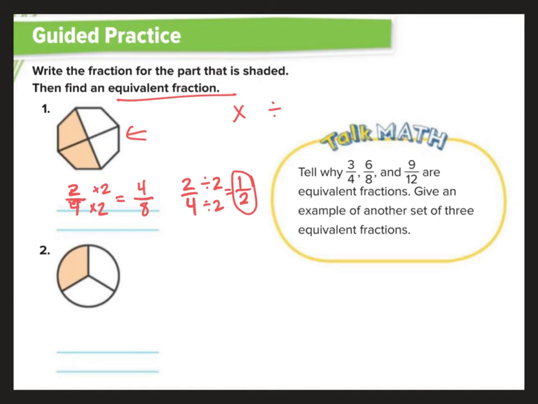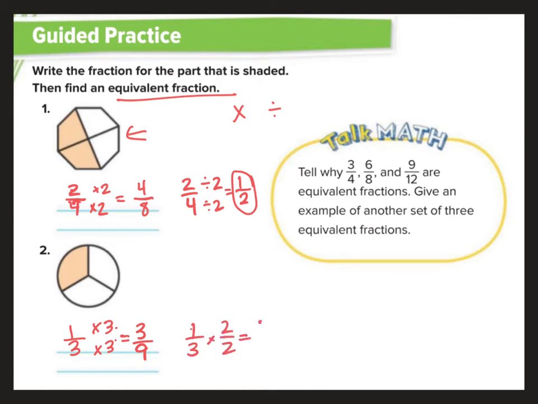So number 2 has 1 out of 3 parts shaded. So to find an equivalent fraction, let's multiply by 3 this time. Just for fun, you can multiply by 100 over 100, you can multiply by 10 over 10, you can multiply by any number as long as you're doing the same to both, and you will get an equivalent fraction. 1 times 3 is 3, 3 times 3 is 9. So 3/9 is equivalent. Could I have chosen 2? Yeah, 1/3 times 2 over 2.